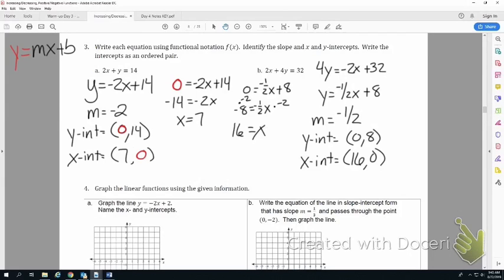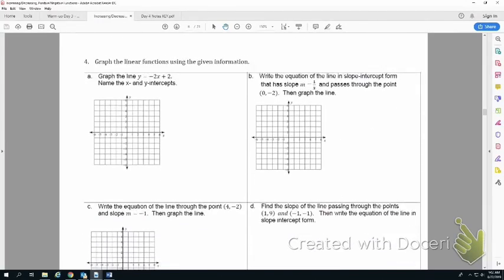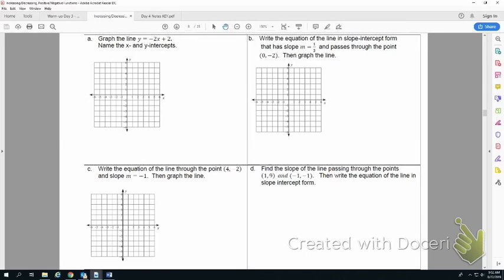Now down here to actually graphing these. So if I'm graphing a linear line that's in slope-intercept form, is it easier to start at the beginning of the equation or the end of the equation? At the end. Because the end has the y-intercept. The very first thing you want to be able to do is put a point on the graph. So on this first one, what is my y-intercept? 0, 2.